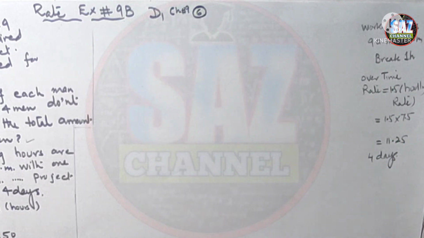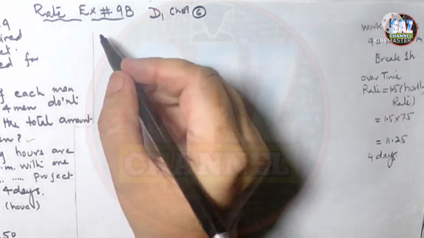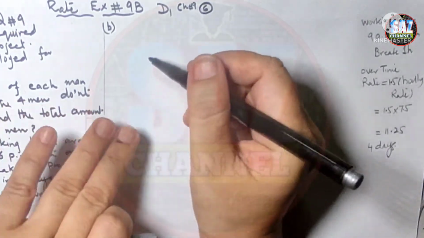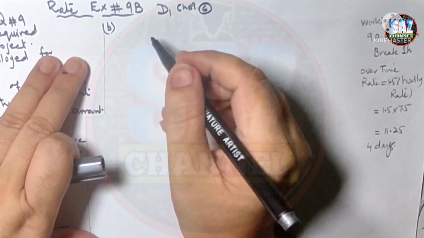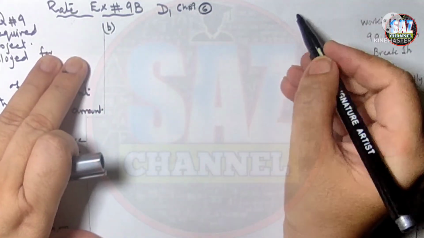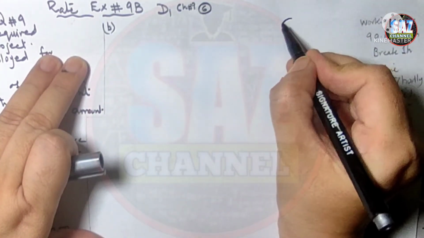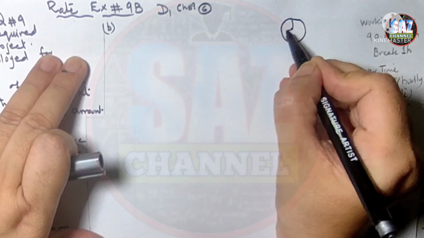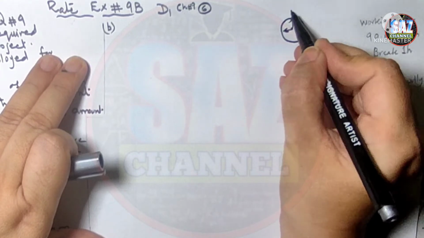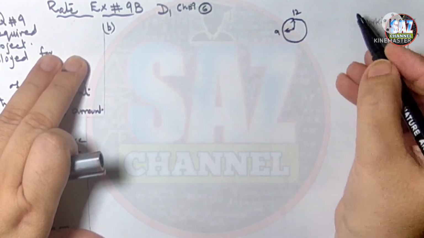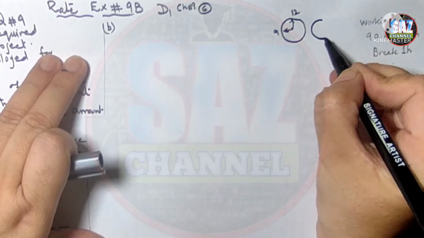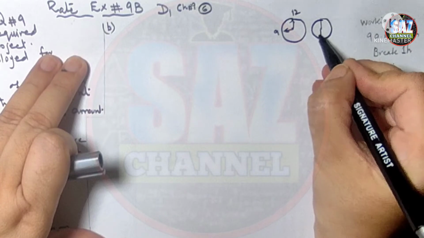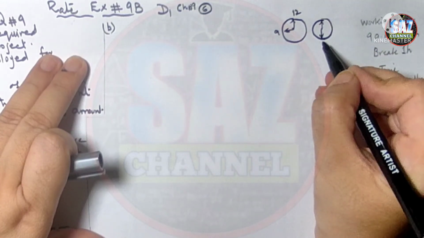Let's try to understand the question through a diagram. In part B, the starting and finishing time is given. Let's try to make a clock here. Their starting time is 9 a.m. in the morning, this is 12 and this is 9, and their finishing time is 6 in the evening, 6 p.m.